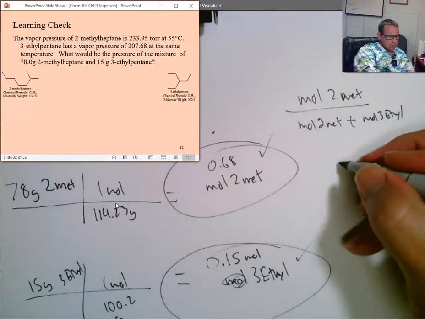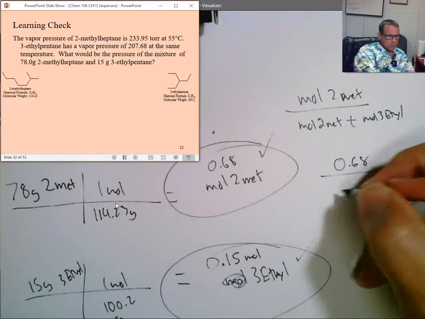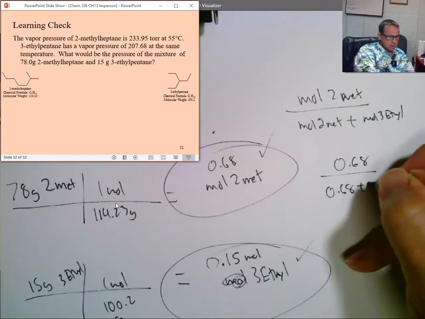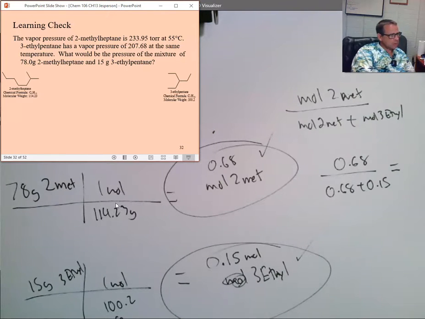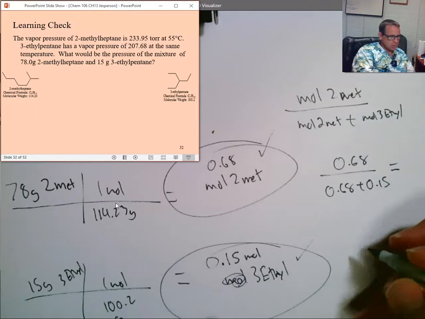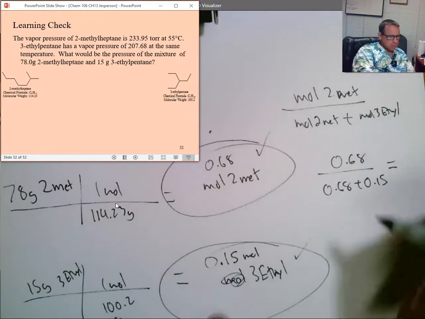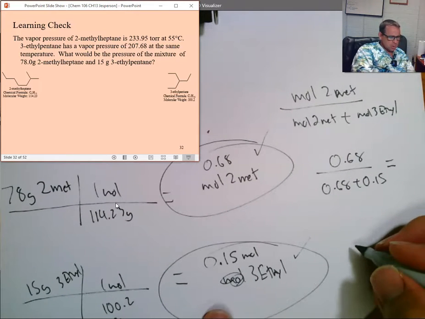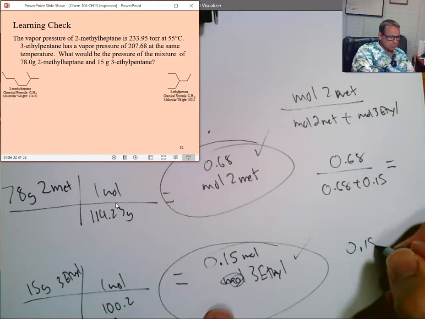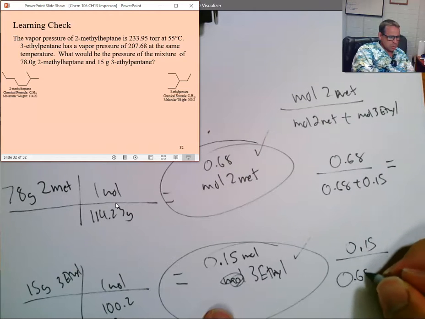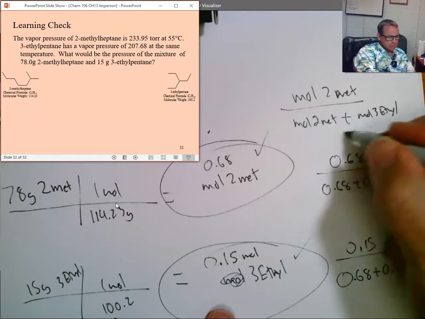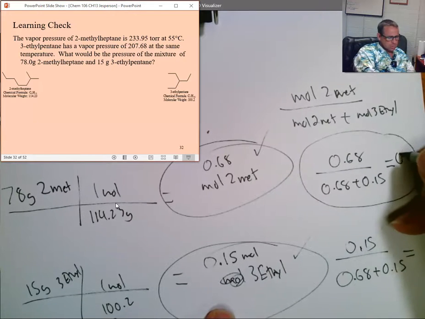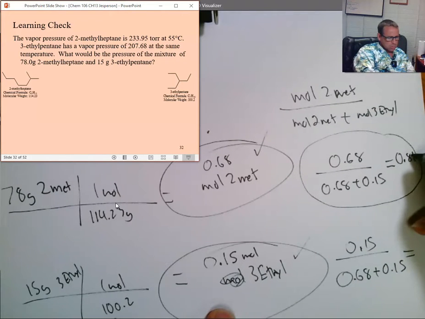I got 0.68. Okay, so if I go 0.68 over 0.68 plus the 0.15, could you tell me what that one is, Alyssa? And then Camille, you're going to help. Oh, no, Camille's doing this one. Sorry. Alyssa is going to help us with the other one here, which is 0.15 over the 0.68 plus the 0.15. I got 0.81, or 0.82 rather. Okay.